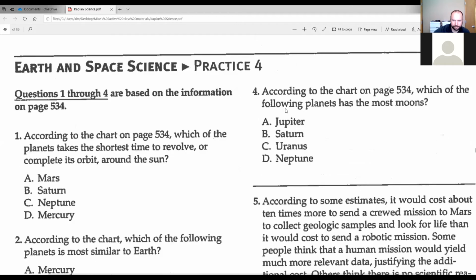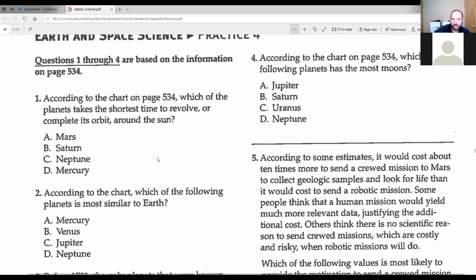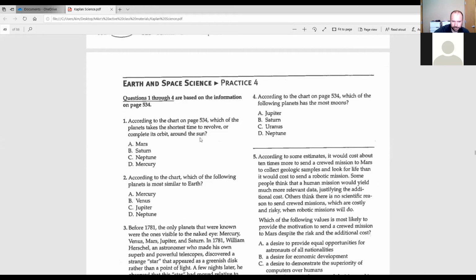Okay? Now again, we're not talking about day. We're talking about orbit around the Sun. So we're talking about revolution period. Okay? So which one is the closest to the Sun? Which one orbits the fastest? Mars, Saturn, Neptune, or Mercury? And remember, the closest planet in, it would be Mercury.